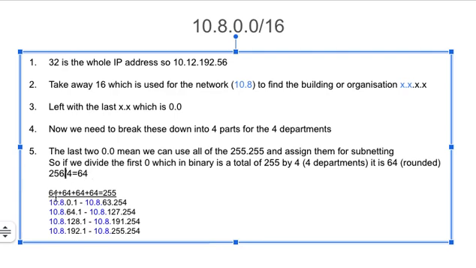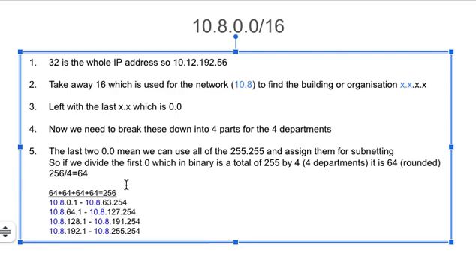64 for the first IT department, 64 we can give to the HR department, 64 IP addresses we can give to the research department, and 64 to the production department, which is a total of 256 as far as I know. Yeah, 256. Now the blue ones are all the networks, so we won't be changing that because that's given to us by class B. But the last is what is given to us.